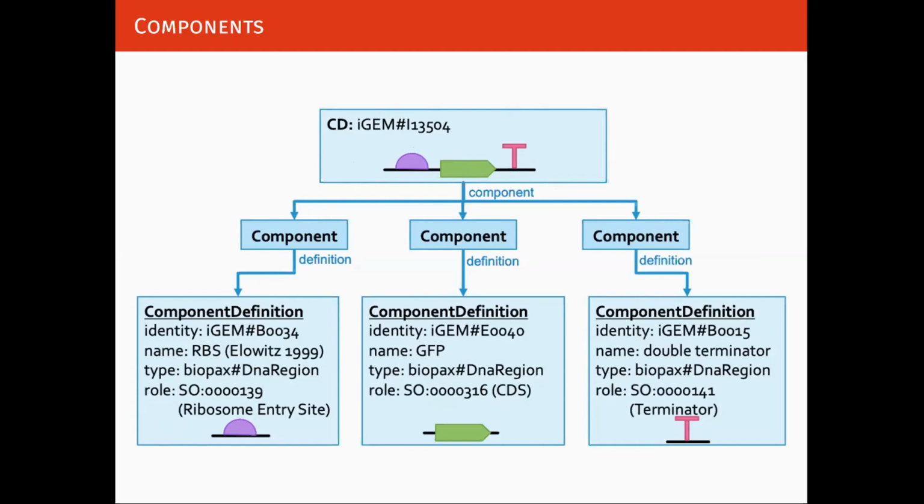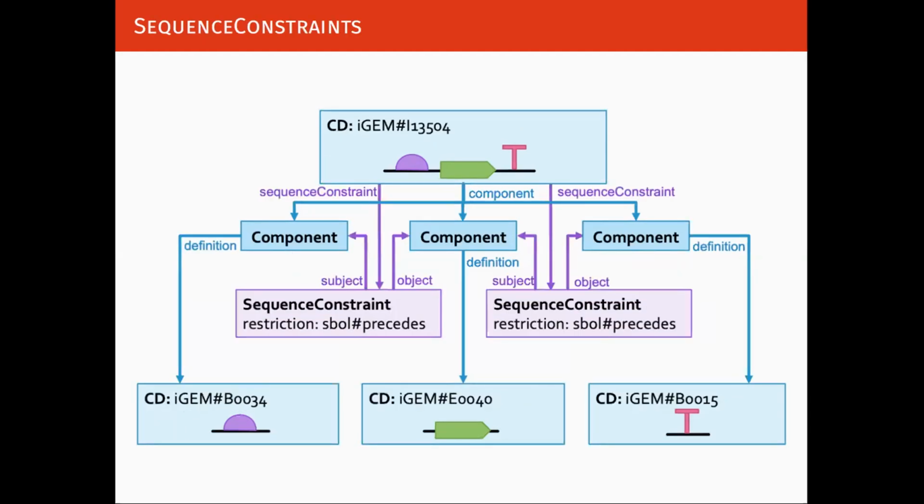Yep. Okay. So then the next thing you want to be able to do is say how these parts are ordered. One way of doing that is in a qualitative way, just saying how they're ordered using something called a sequence constraint. So in the sequence constraint, I'm saying that the subject, which is the ribosome binding site, precedes the object, which is the coding sequence. And then I've got another constraint that says the subject, which is the coding sequence, precedes the object, which is the terminator.